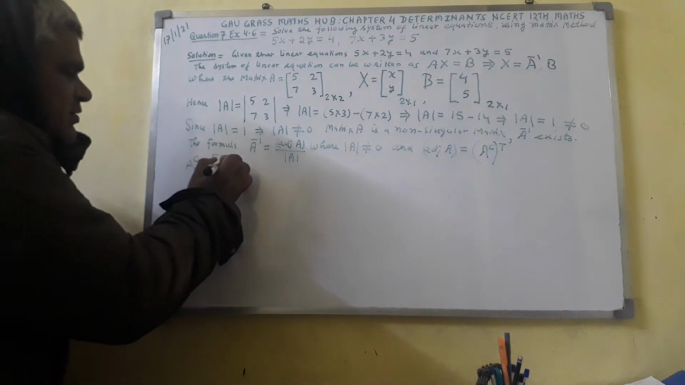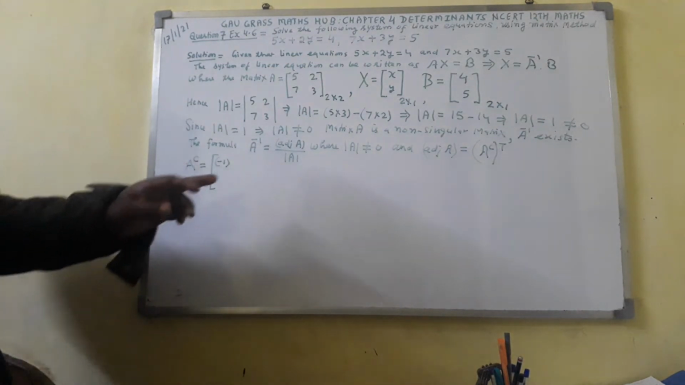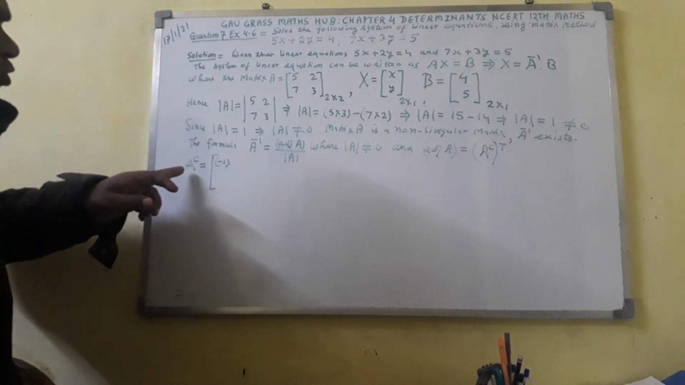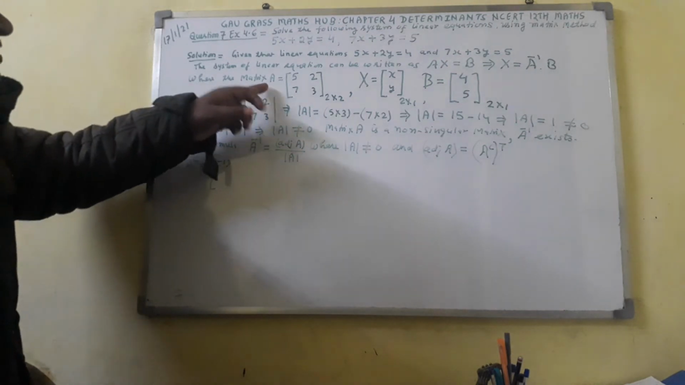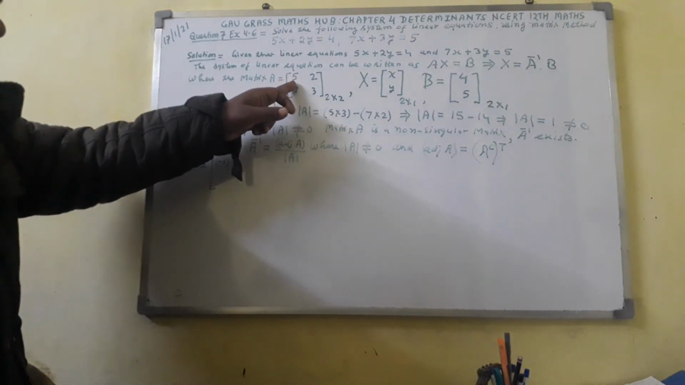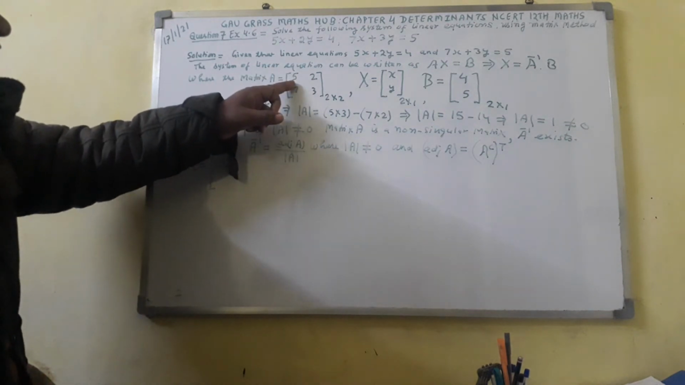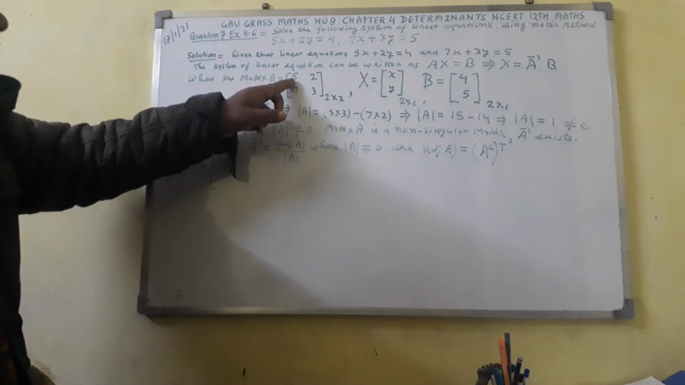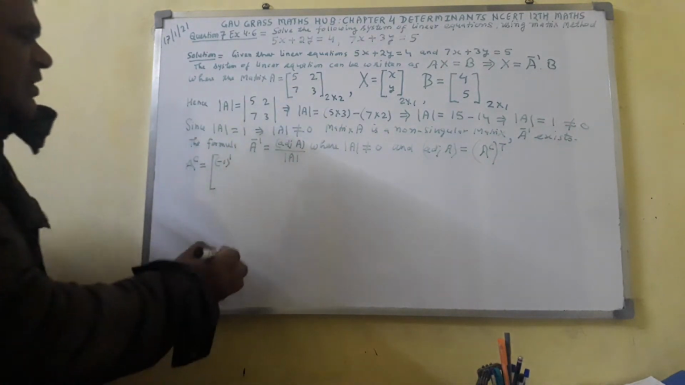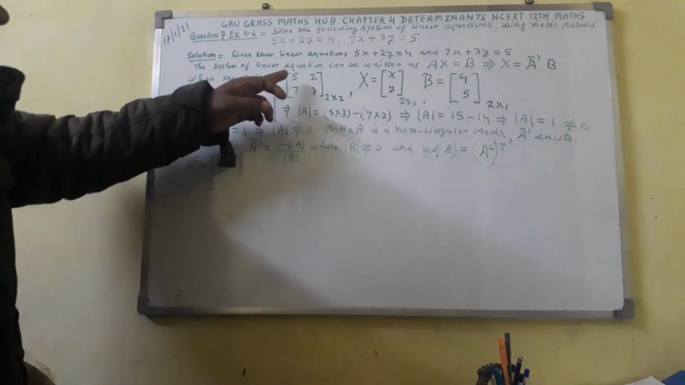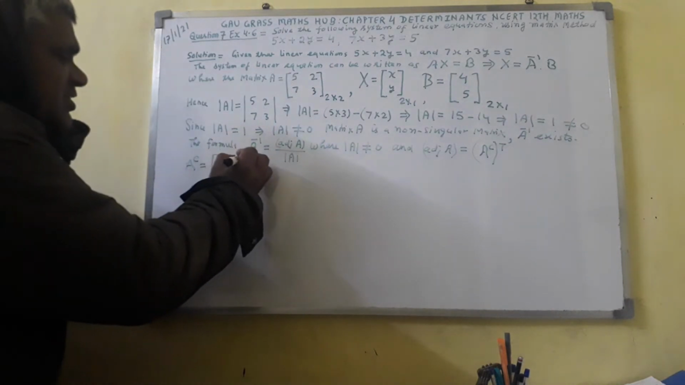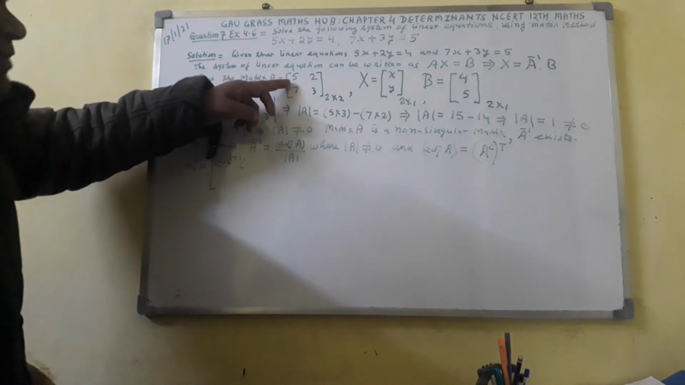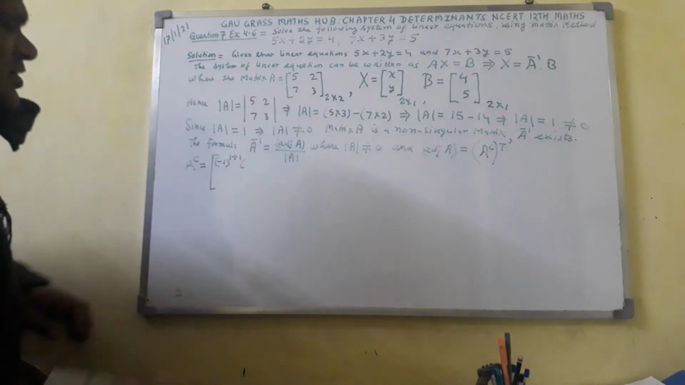Here write -1 raised to the power. Here you can see in matrix A, you have to find the cofactor matrix of matrix A. So take the first element, 5. 5 is there in first row and first column. So for first row I shall write here 1 plus, and for first column write here 1, and the minor of 5 will be 3. So here write 3.